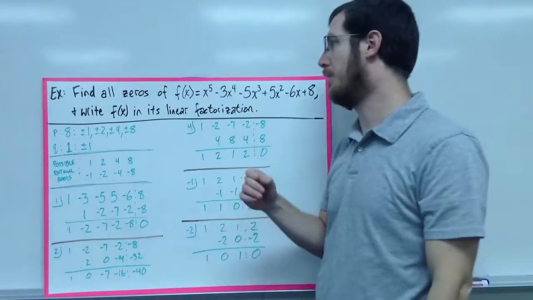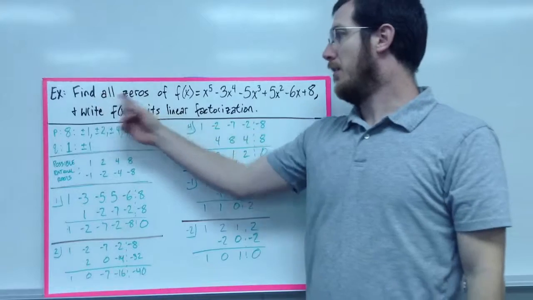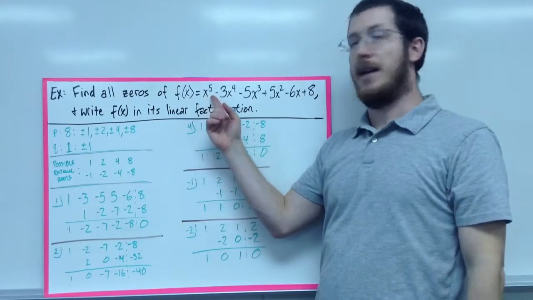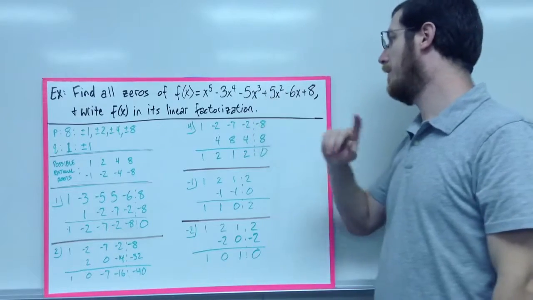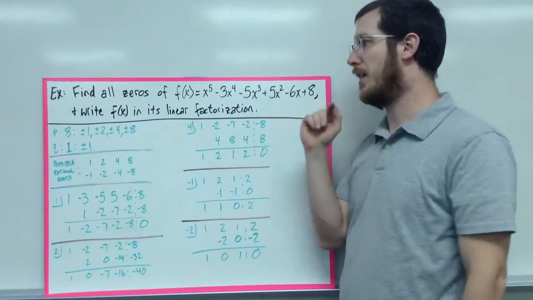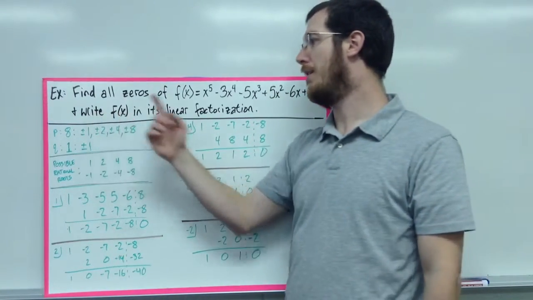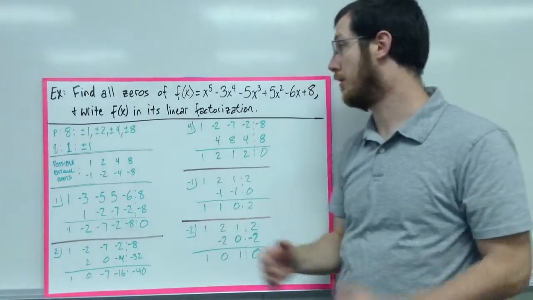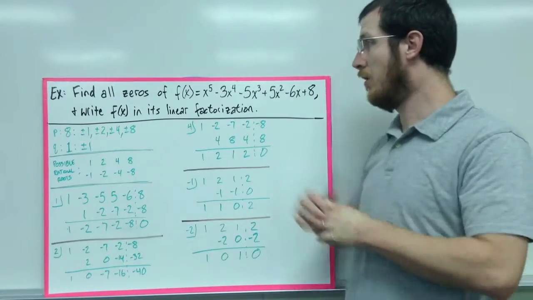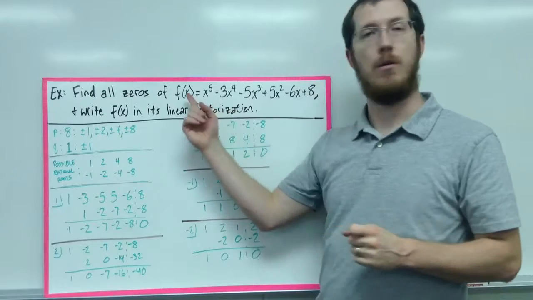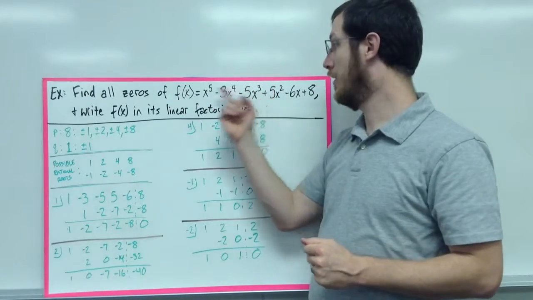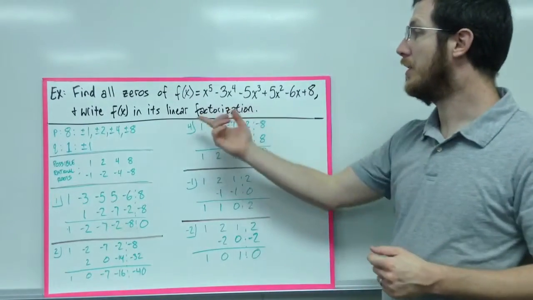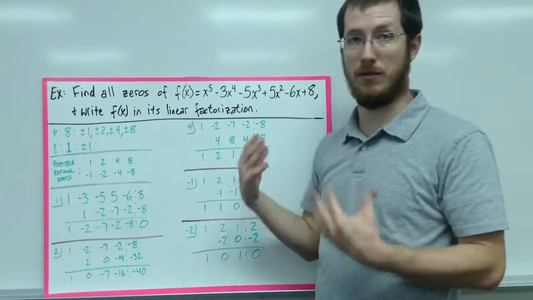Okay, our second example says find all zeros of f of x equals x to the fifth minus 3x to the fourth minus 5x cubed plus 5x squared minus 6x plus 8, and write f of x in its linear factorization. Okay, so in this problem we're given a polynomial function in standard form, descending degree order. They want us to, in a sense, factor it.